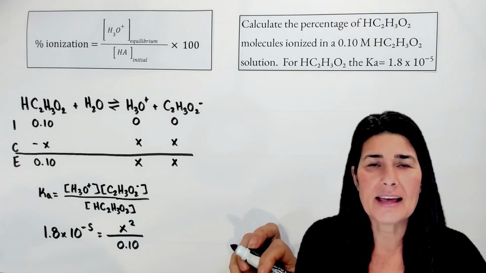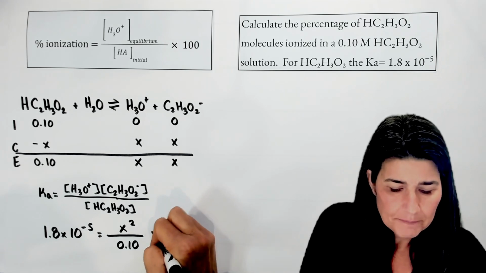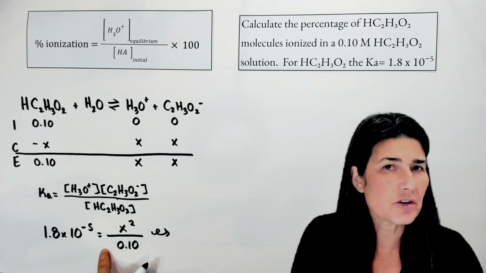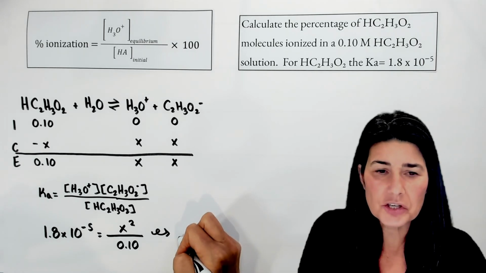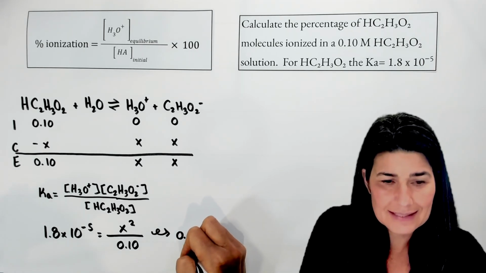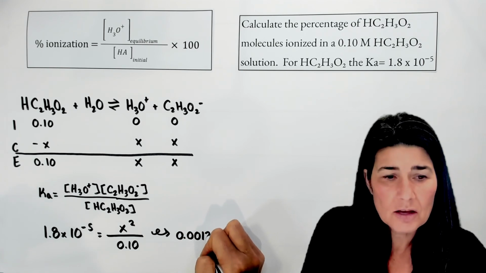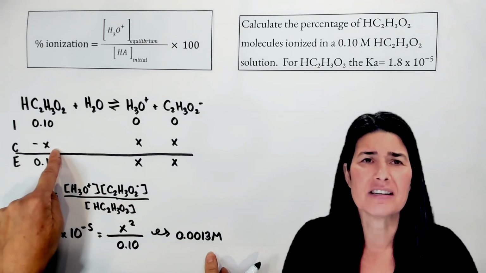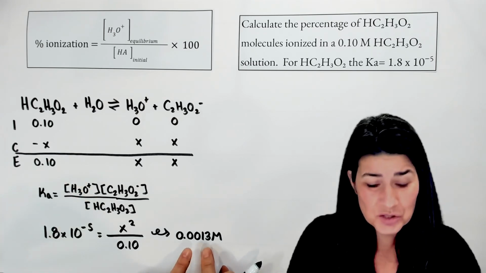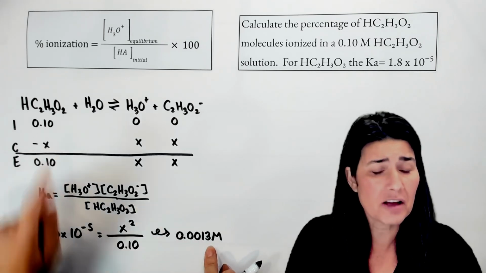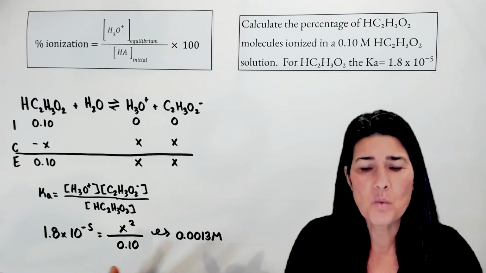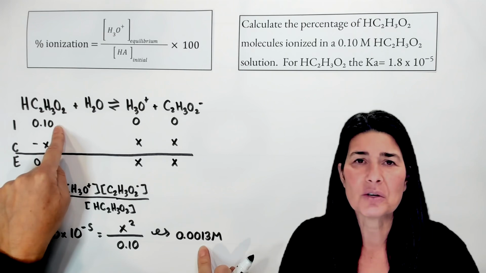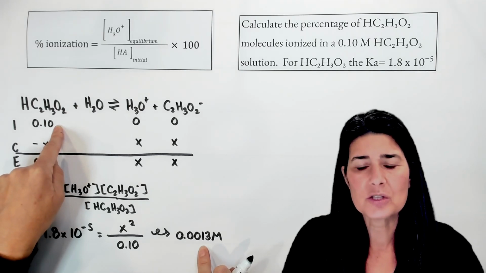Now we have to go ahead and solve for our X. If you multiply both sides by 0.1, take your square root, you get an X term of 0.0013 molar. So only a tiny, tiny little fraction of my 0.1 molar actually came off of the acetic acid. We want to know what percentage is 0.0013 compared to the 0.10 molar solution.